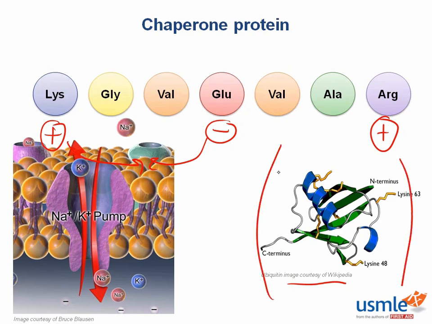Alright, so why are chaperone proteins important? Well, first of all, improperly folded proteins can cause disease. Things like protein aggregation that you see in Alzheimer's disease, or amyloid deposits that you learn about in the pathology chapter, are caused by misfolded proteins.